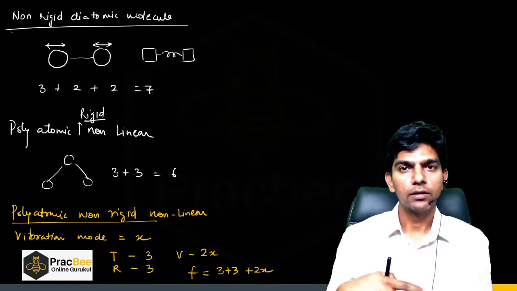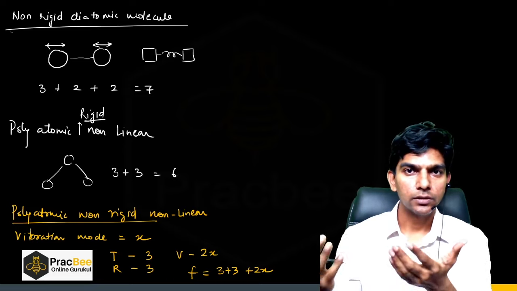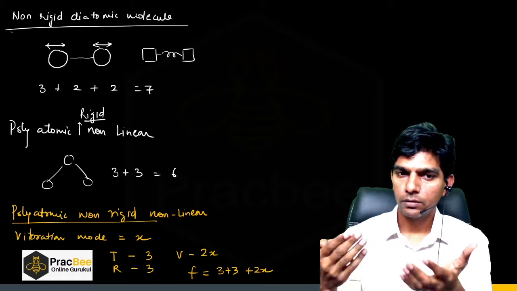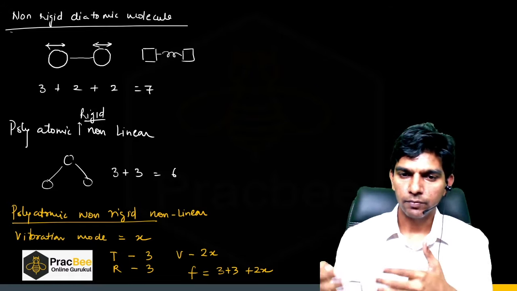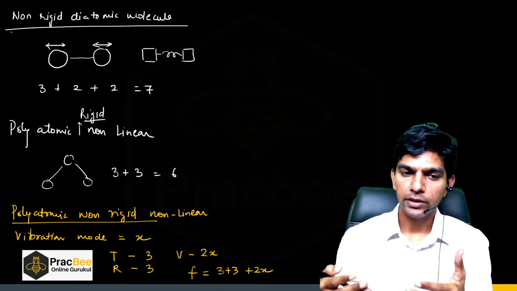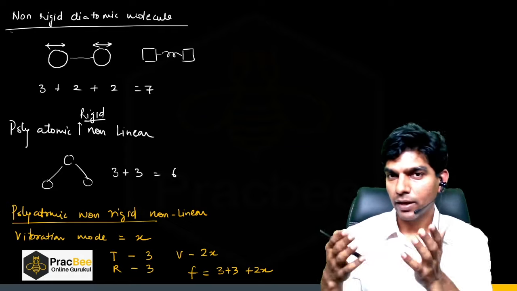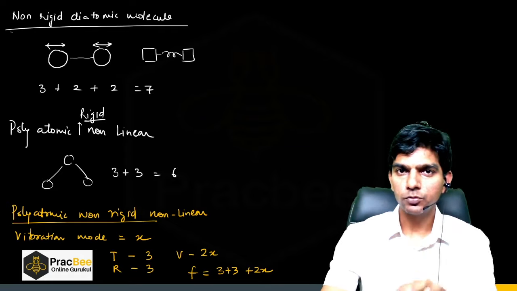So do remember these values. Mono is 3, diatomic rigid is 5, and diatomic with vibration will be 7. If we have a polyatomic rigid non-linear molecule, it will be 6. Similarly, if we have a non-linear, non-rigid polyatomic molecule, the vibrational mode will be given to you. You have to add the vibrational degrees of freedom in that. Now let us see the different types of questions that can be asked from this section.